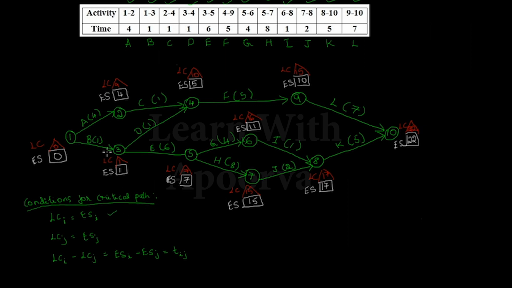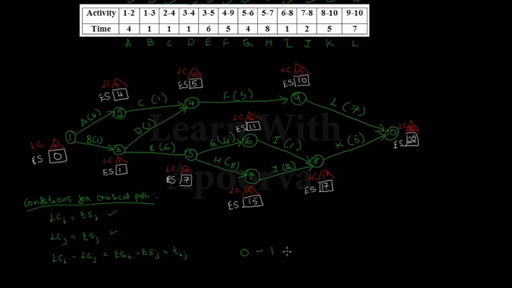Now look at this. This is considered as node J. LC of J is equal to ES of J, 1 equal to 1. Yes, this condition is also true. The third condition is that LC of J minus LC of I and ES of J minus ES of I should be equal to Tij. So what is LC of I? LC of I is 0, minus what is LC of J? It is 1.